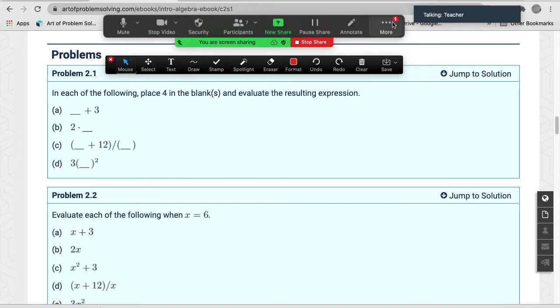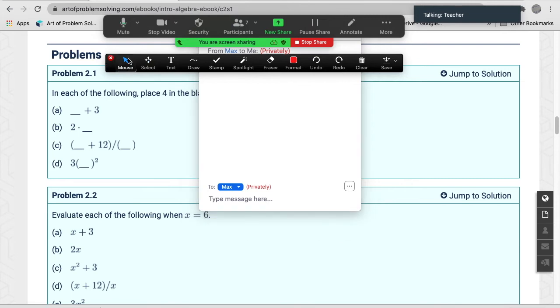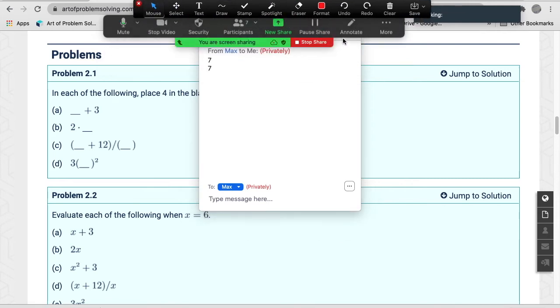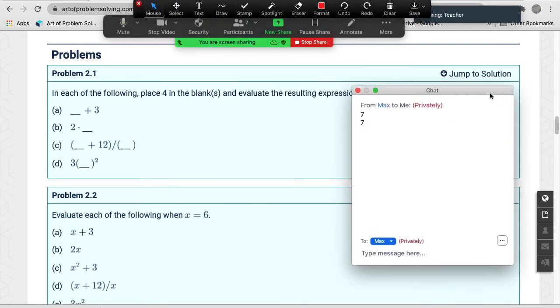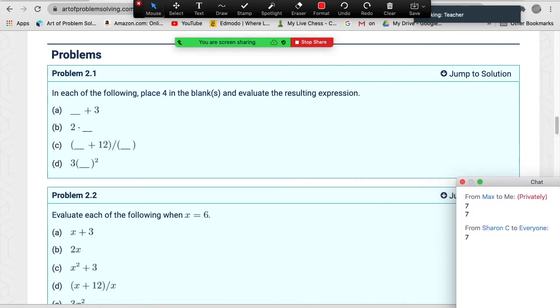Everybody, can you send me your answer? Now let's check if you got it correct. Okay, Max, that's correct. Who else? Okay, Max got it correct. Who else? Sean got it correct.